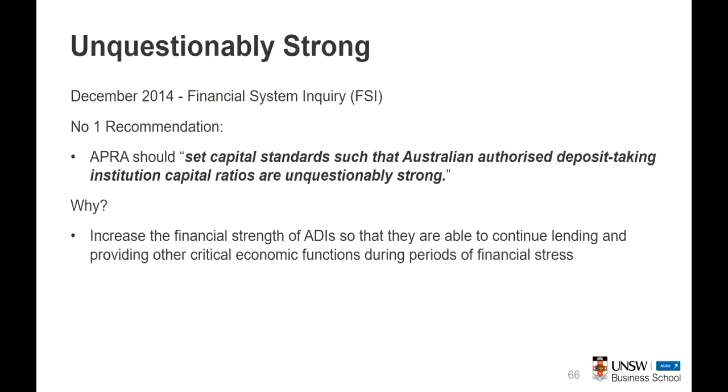APRA already did that. And then the FSI said, no, you have to make sure that they are unquestionably strong. Why? Because you want to ensure that banks can continue to lend and provide other services during periods of financial stress. So the idea being that you have more capital so that if there is stress, you can actually run down that capital, right, without stopping your activities. So the regulator should allow you to run down your capital, but you can continue to provide those services.